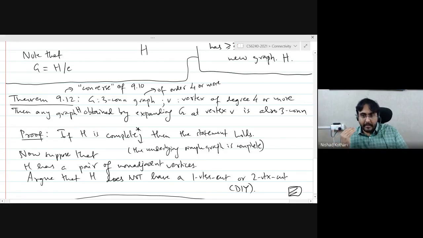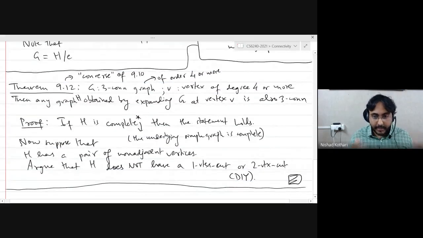So it's true for any vertex of degree 4 or more. Whereas in theorem 9.10, you're saying that there exists an edge such that when you contract that edge, the resulting graph is 3 connected. Intuitively, it should be clear that such a result is going to be more difficult to prove because you have to find such an edge, right? Whereas here, it's about any vertex of degree 4 or more. So hopefully, I've explained to you intuitively why one should be harder than the other.